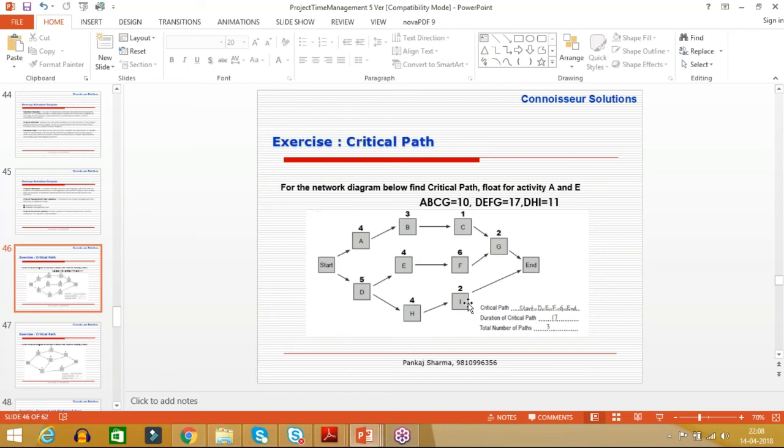What are the 4 things again? Float, total float, slack, total slack. All these 4 things are same. There is no difference in any of these. I didn't know that. Can you repeat the definition again? The amount of delay that you can afford on any activity on the project network diagram is called float, total float, slack or total slack.